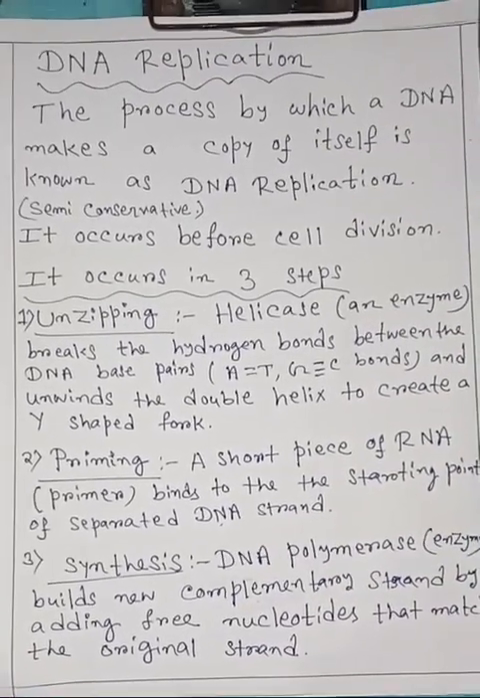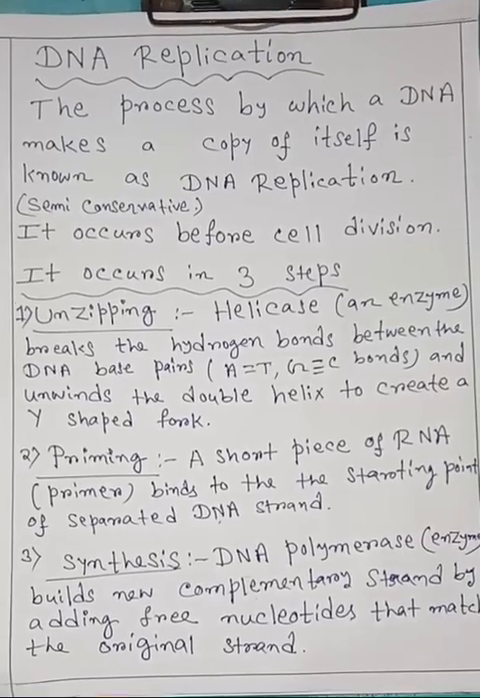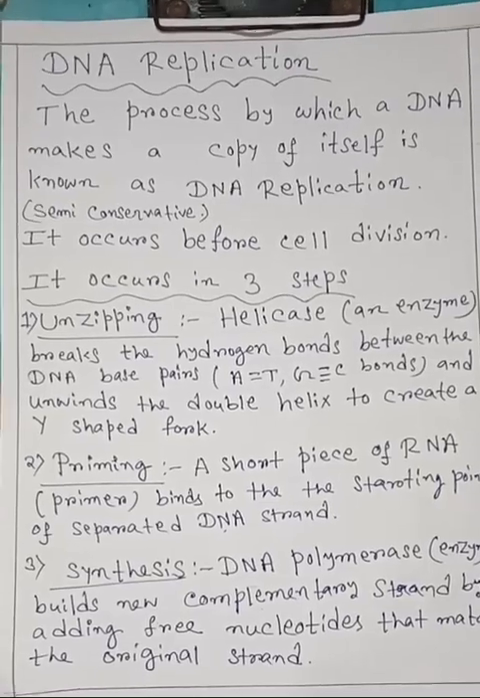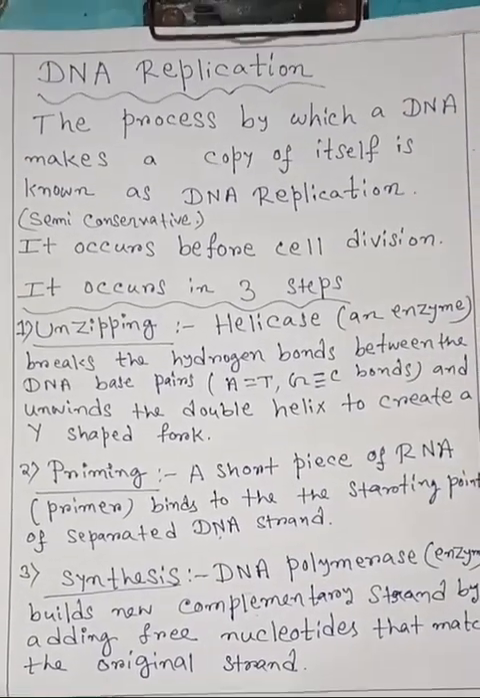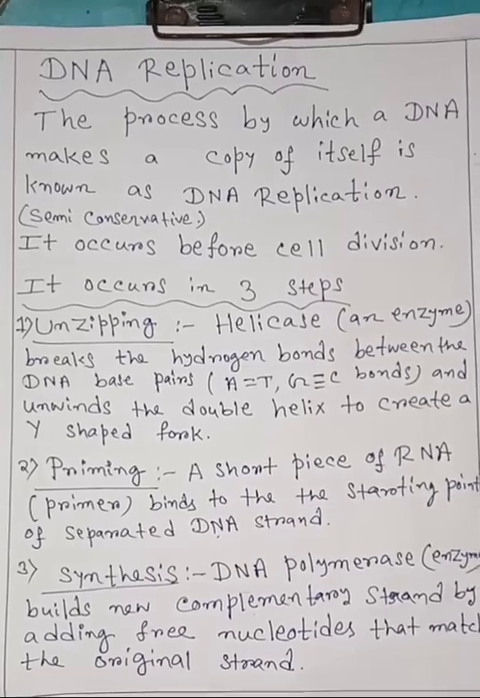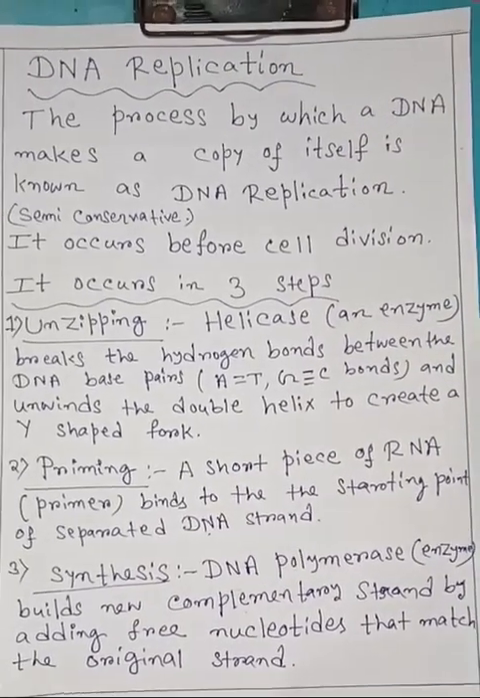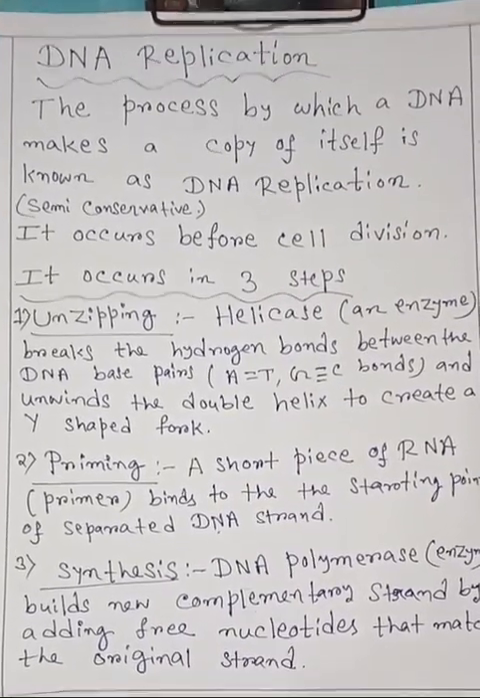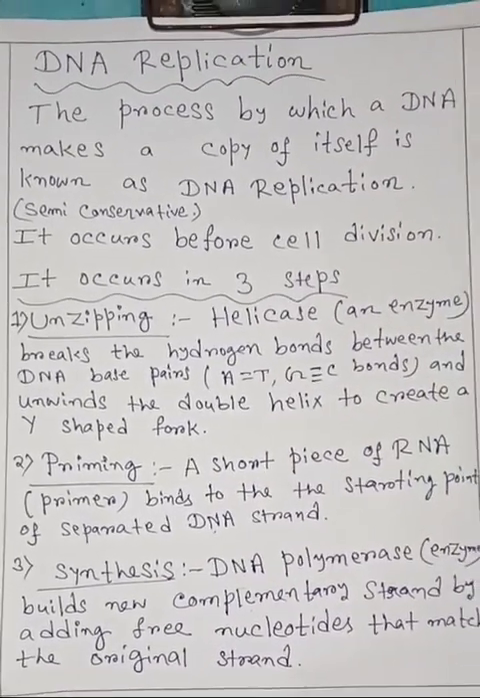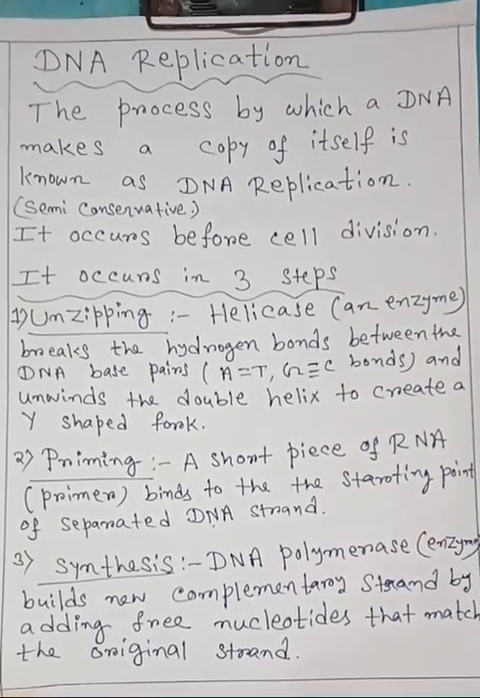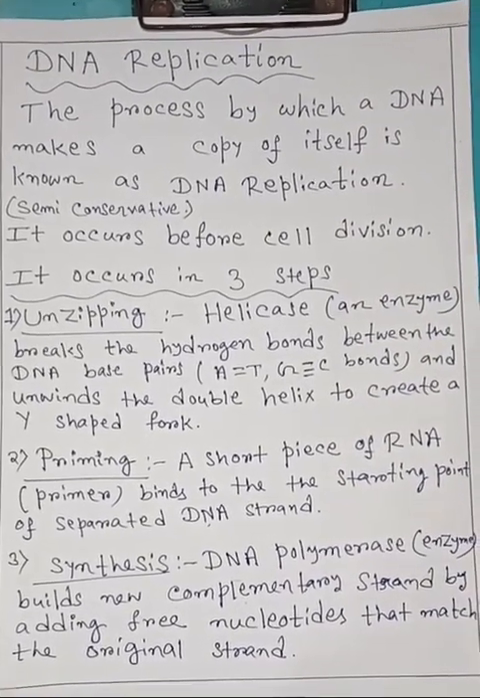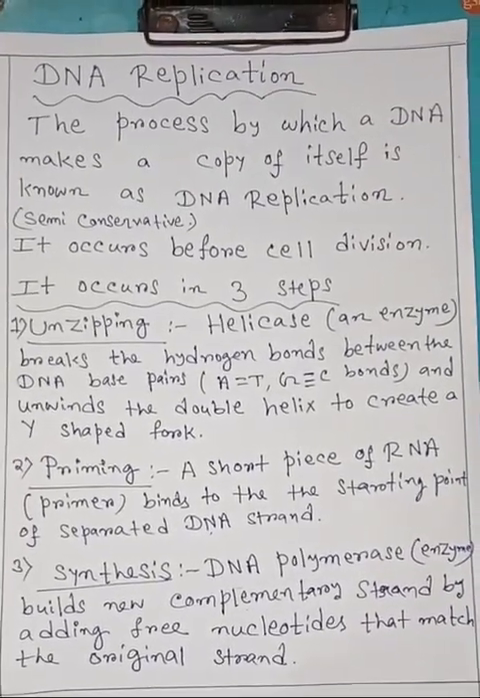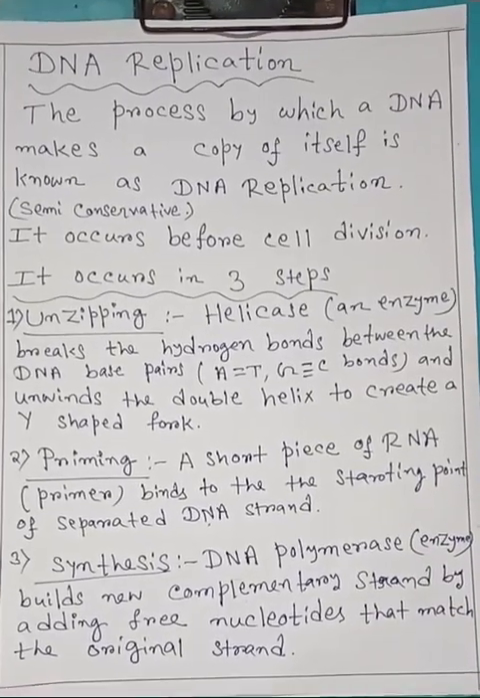First step is unzipping. In unzipping, an enzyme known as helicase breaks the hydrogen bonds between the DNA base pairs. You know that 2 strands of DNA are coiled with each other, and this coiling is mainly because of the hydrogen bond between the base pairs adenine, thymine and guanine, cytosine of the 2 antiparallel strands. In unzipping phase, helicase unwinds the double helix structure to create a Y-shaped fork.